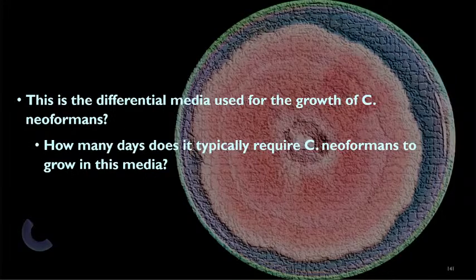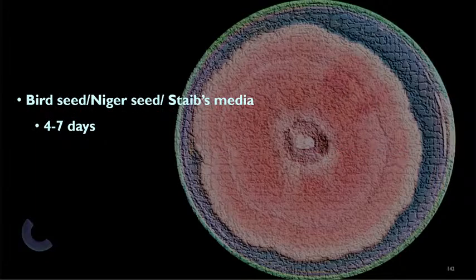Now, what is the differential media used for the growth of Cryptococcus neoformans? This is a fungus specific culture media, but only allows the growth of Cryptococcus neoformans. It's known as the bird seed or Niger seed or Staib's medium, and it typically grows Cryptococcus neoformans within the range of 4 to 7 days. Okay, bird seed, Niger seed, or Staib's medium. Okay, so please don't forget these things.